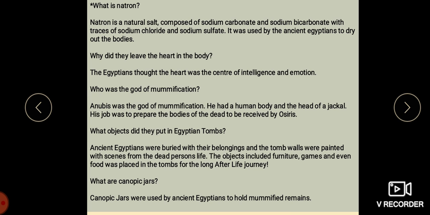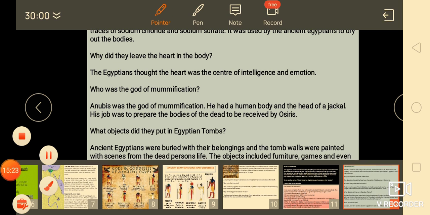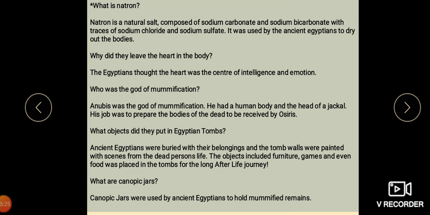So I told natron. What is natron? Natron is a natural salt composed of sodium carbonate and sodium bicarbonate with traces of sodium chloride and sodium sulfate. It was used by the ancient Egyptians to dry out the bodies.